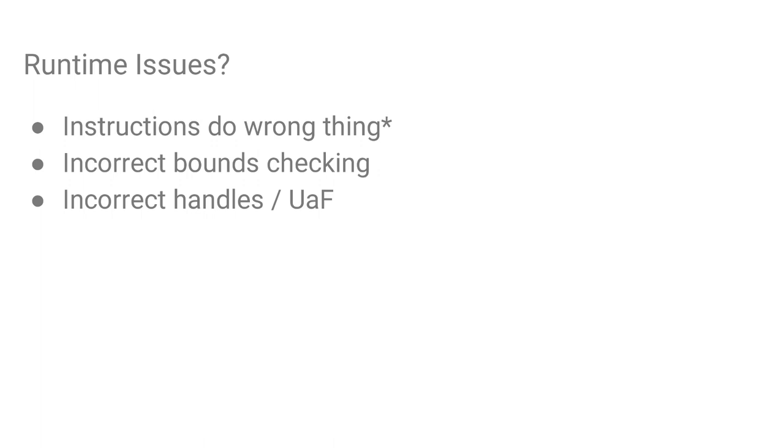One concern I had was instructions doing the wrong thing. And actually, early in WebAssembly, like right after it was released, tons and tons of issues like this were found. And some of them were security related and some of them weren't. But now instructions have sort of started to converge on doing the right thing because people have started actually using WebAssembly and reporting when stuff doesn't work. I still think there could be incorrect bounds checking, though I haven't seen much yet.